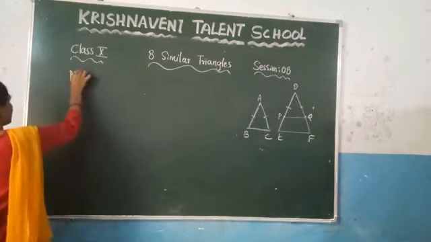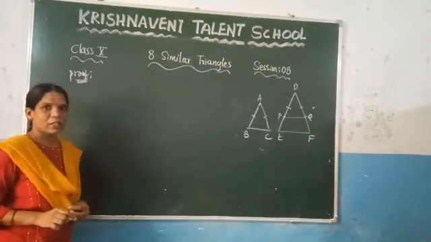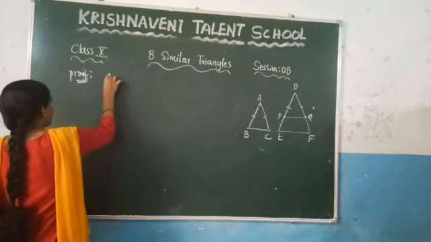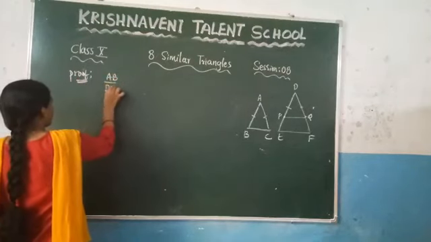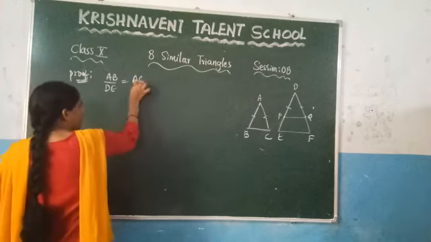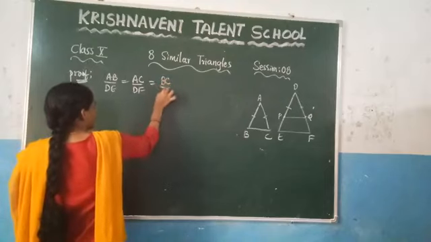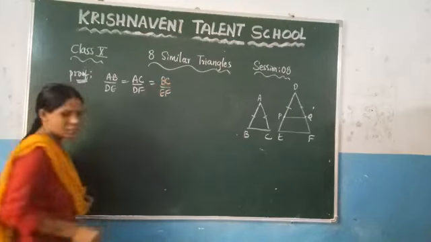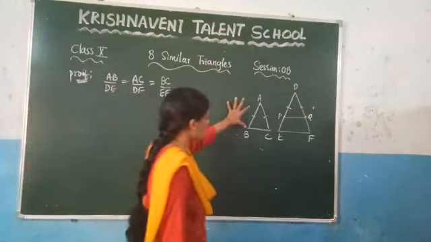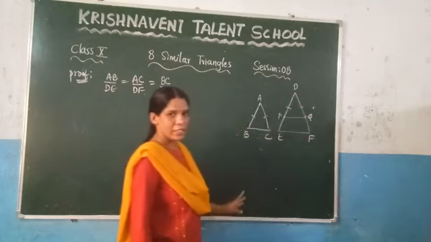The proof of the theorem. So here, what is given? They have given that the corresponding sides are proportional. So write it here, AB by DE is equal to AC by DF, which is equal to BC by EF, right? This is the condition they have given. The corresponding sides are proportional. AB by DE is equal to AC by DF is equal to BC by EF.